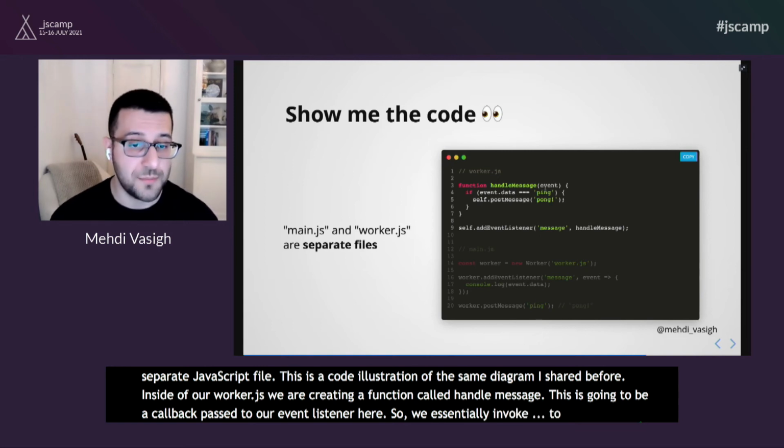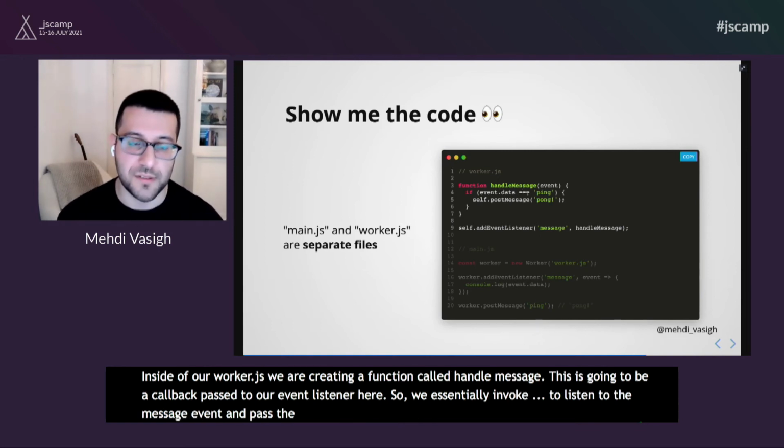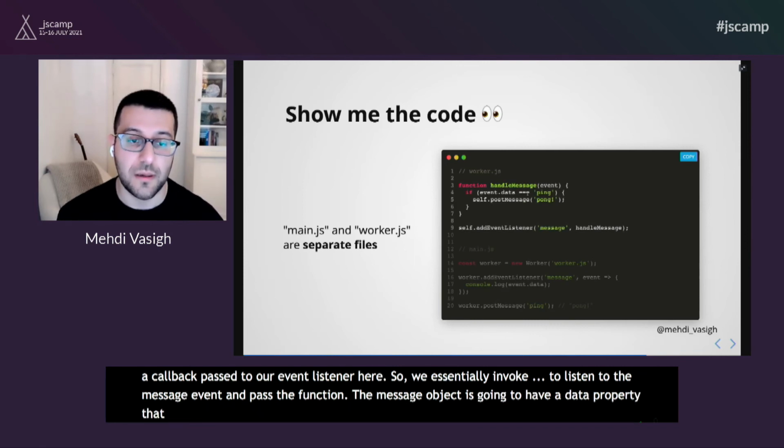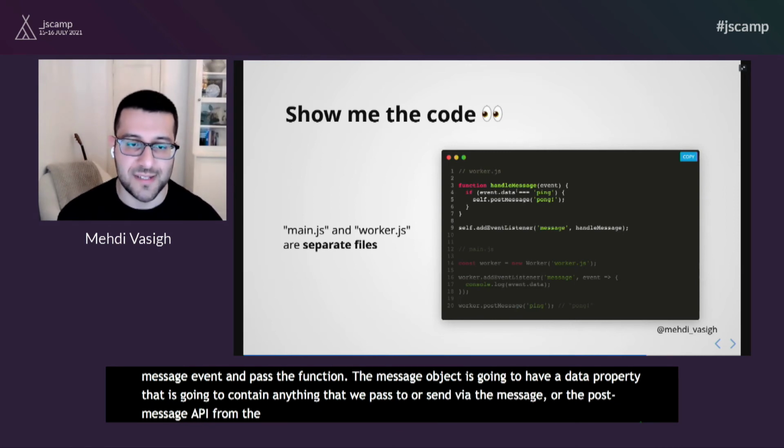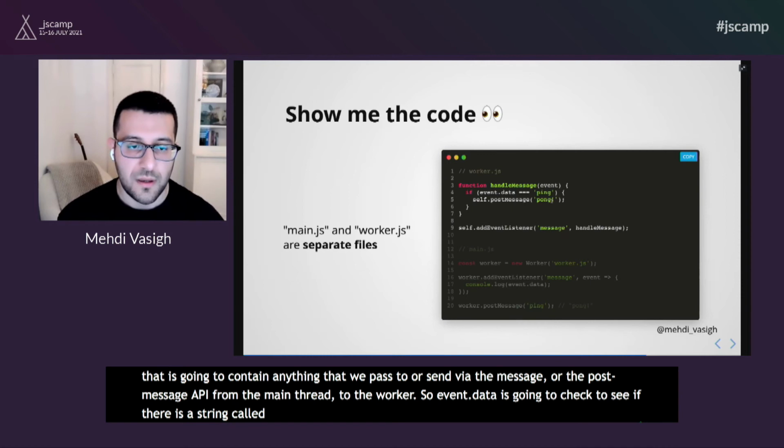This message object is going to have a data property that's going to contain anything that we send via the postMessage API from the main thread to the worker. So event.data is going to check to see if there's a string called ping inside of that property. And if so, we're going to post a message back saying pong.